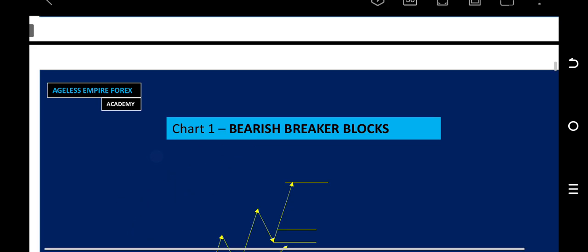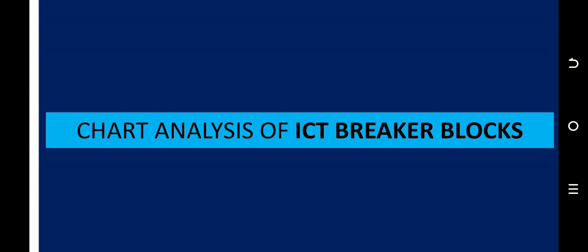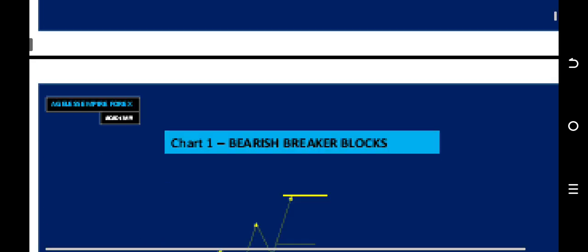Now, let's start with ICT breaker blocks. What is an ICT breaker block? An ICT breaker block is a failed order block. Price breaks it, then later returns to it as a support or probably a resistance level.